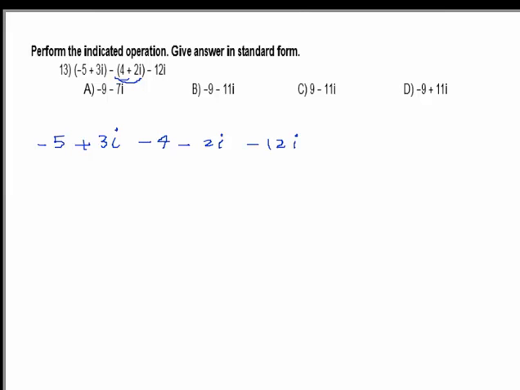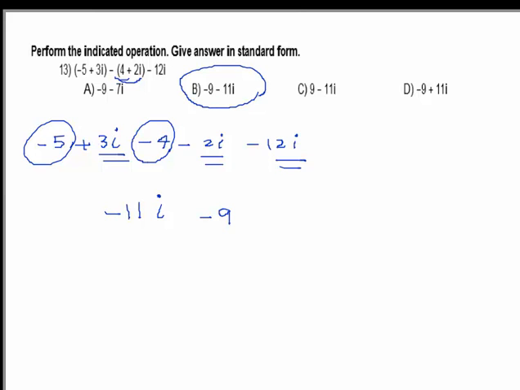It's just simply adding like terms. So here we have all the numbers and all the i's. If I add all the i's together, I get 3 minus 2, that gives me 1. 1 minus 12 gives me -11i. Then if I add the constants together, I get -9. So the correct answer of this one would be this one. That's pretty simple.